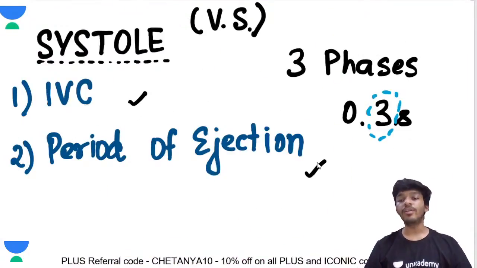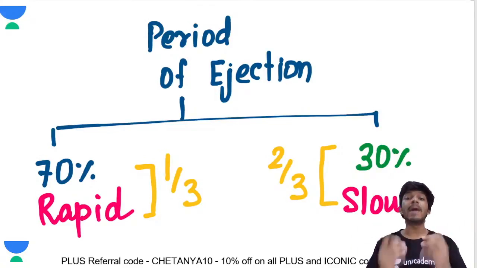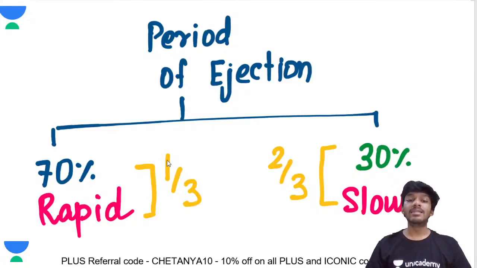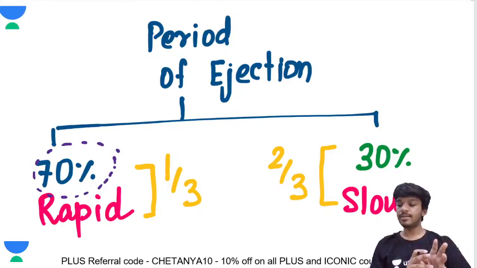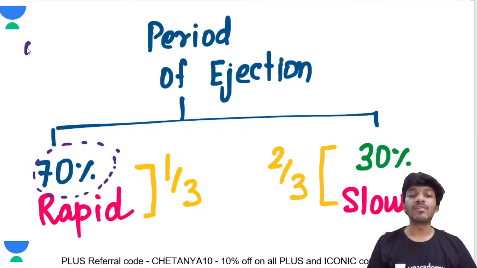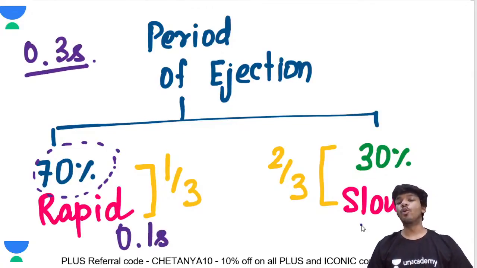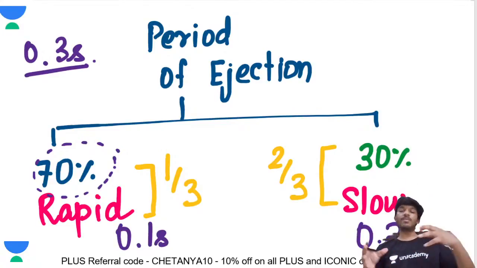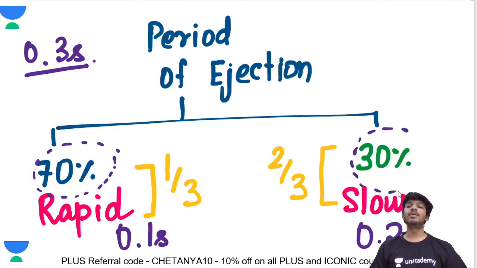And after that, you have a period of ejection. Guyton divides the period of ejection into two phases. Initially, when it is forcefully contracting and opening the valve, the ejection is very rapid, and this pumps out 70% of the blood. That occurs during the first one-third of the period of ejection. Let's say the period of ejection lasts for 0.3 seconds. Then the rapid ejection will be for 0.1 second and the slow ejection will be for 0.2 second. After that, slowly the ventricle loses its momentum, and only 30% of the blood is pumped in the last 0.2 seconds, or the two-thirds of the duration.